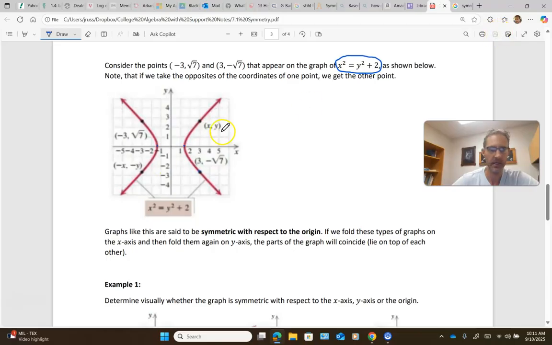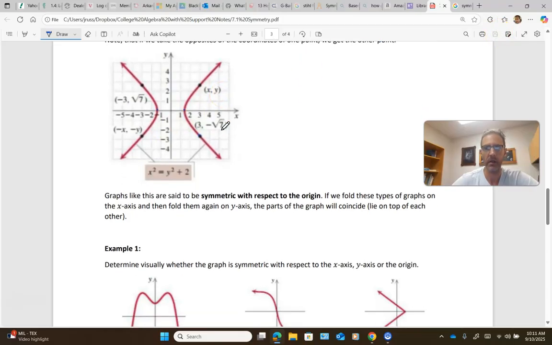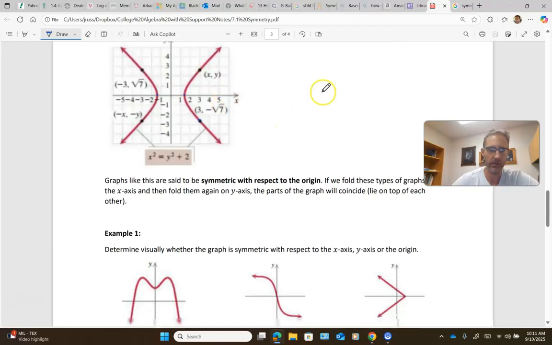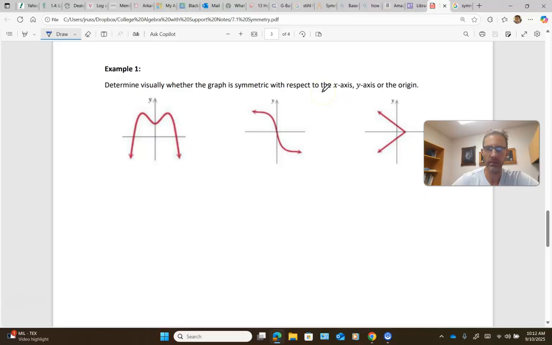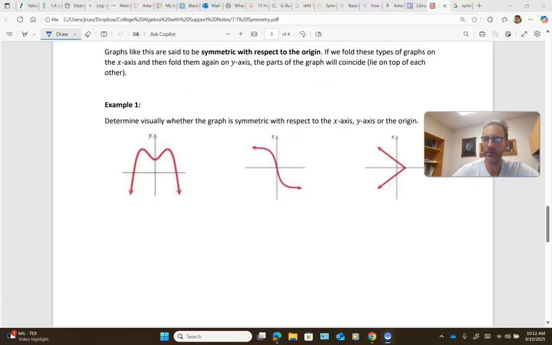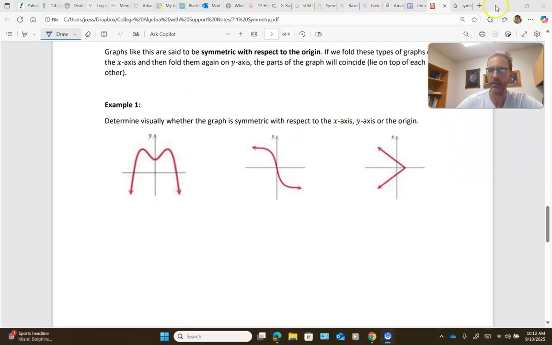All right, this is not a real long section, guys, so I think we'll get through it in just one video. Alright, so example 1. All we're going to do here is just identify the type of symmetry that we see exhibited. Alright, so the first one right here.